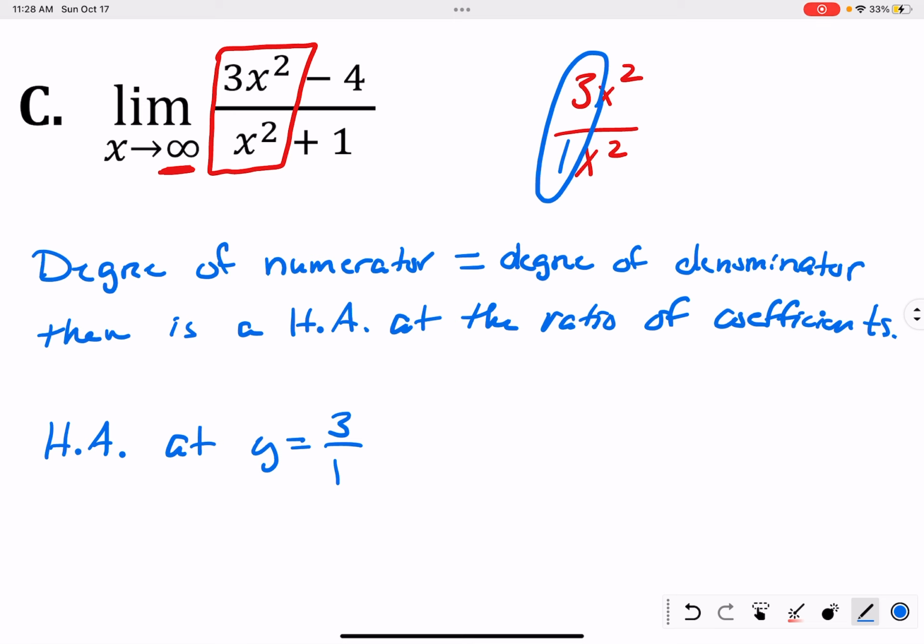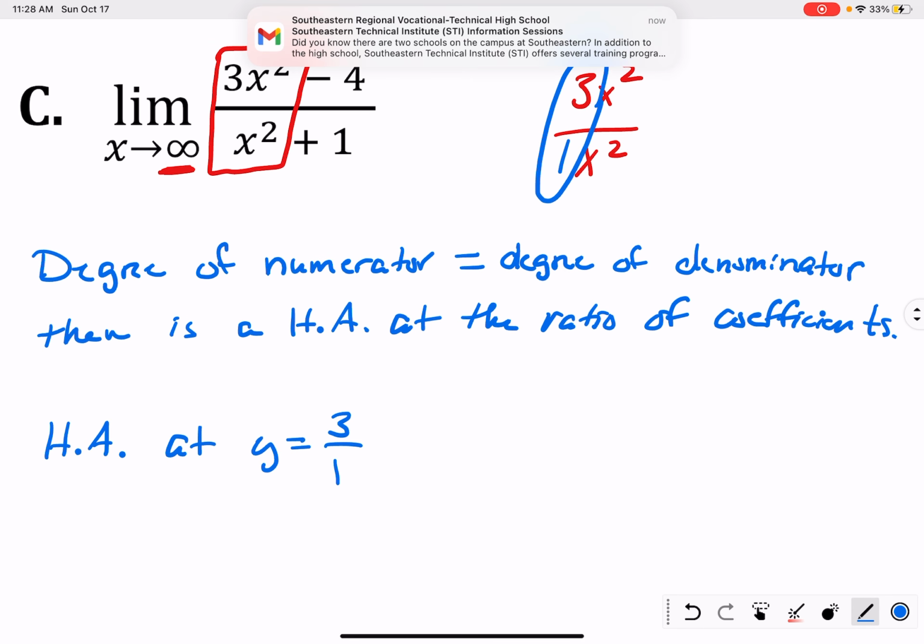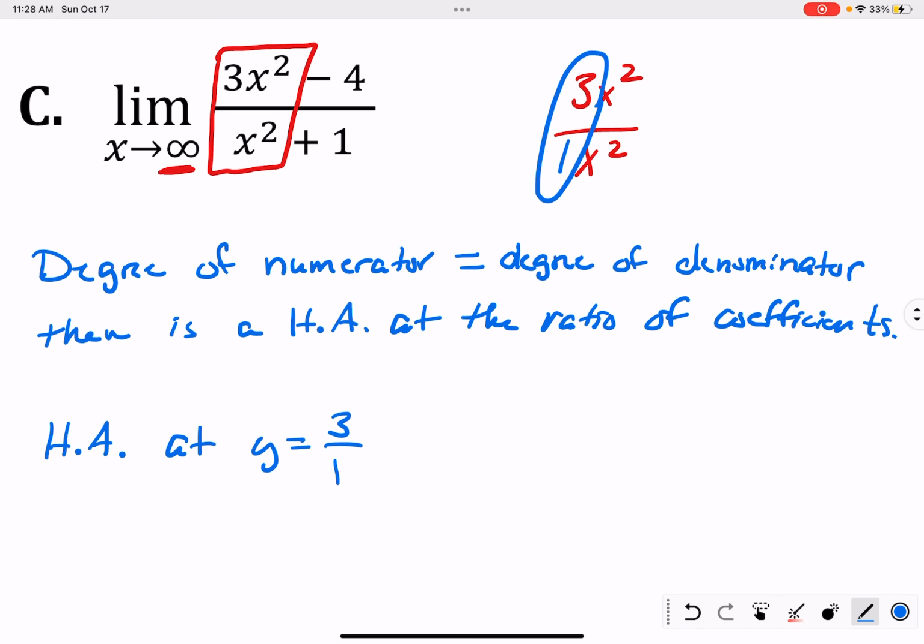As you're looking at it, as x goes to infinity, y is going to be approaching 3, because there's going to be a horizontal asymptote there. We were able to figure that out because the degrees were the same. So this limit is going to equal 3.